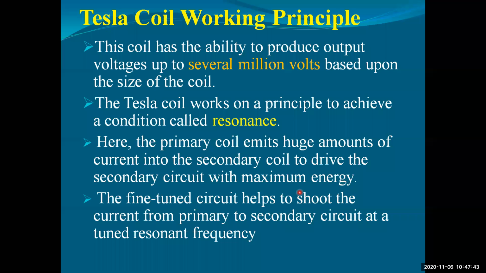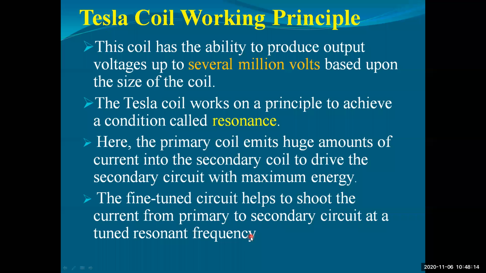The primary winding is excited with a huge amount of current. Because of that, the transformer is under resonance. Because of that, the secondary winding output voltage is very, very high, and also at a very high frequency, generated across the output side of the resonant transformer, that is called a Tesla coil. The finely tuned circuit helps to shoot the current from primary to secondary circuit, the tuned resonance circuit at resonant frequency.